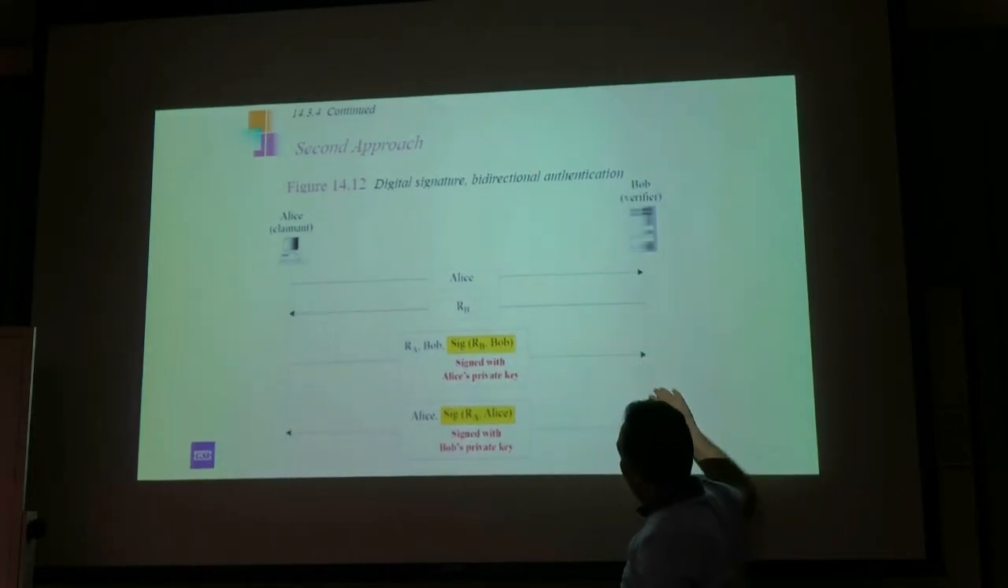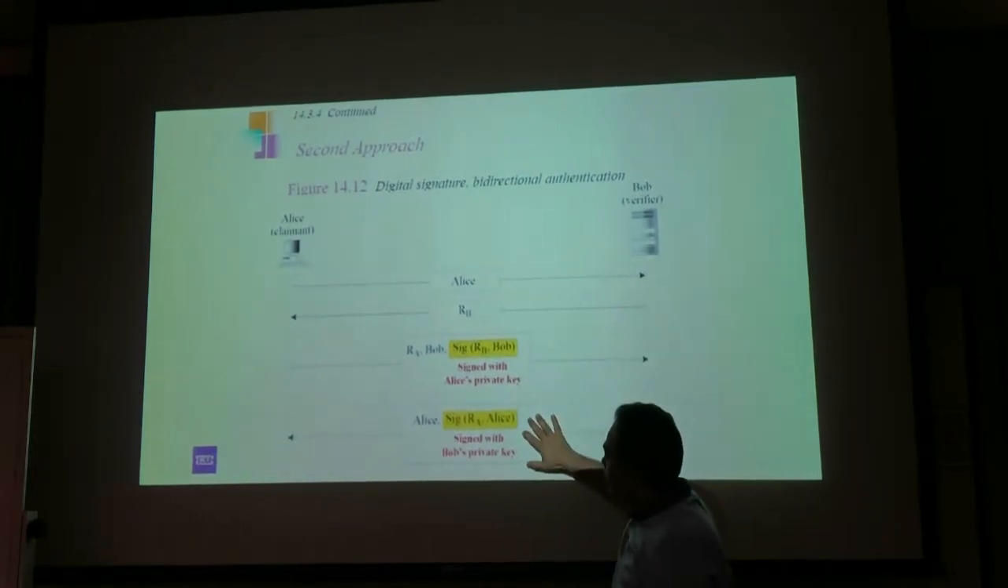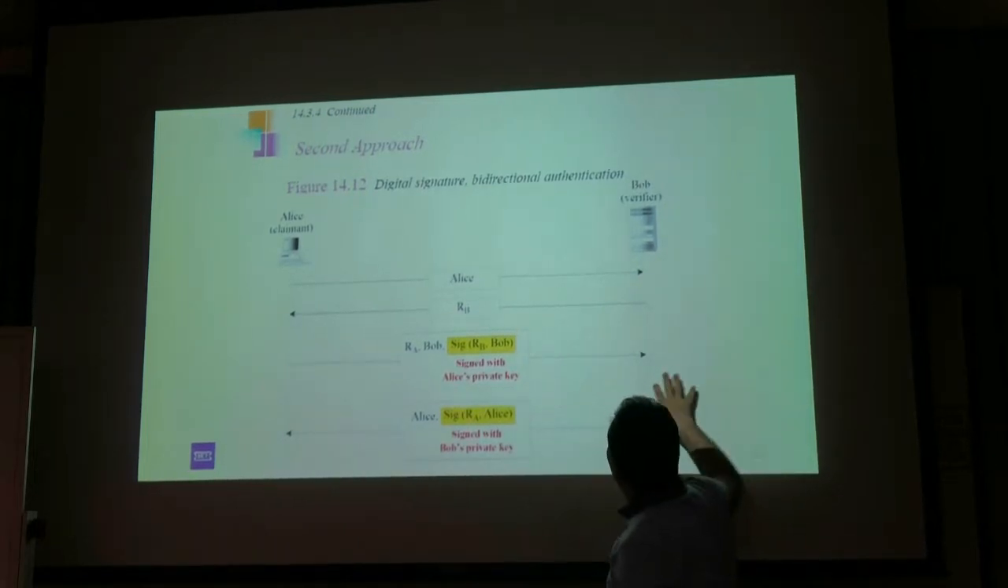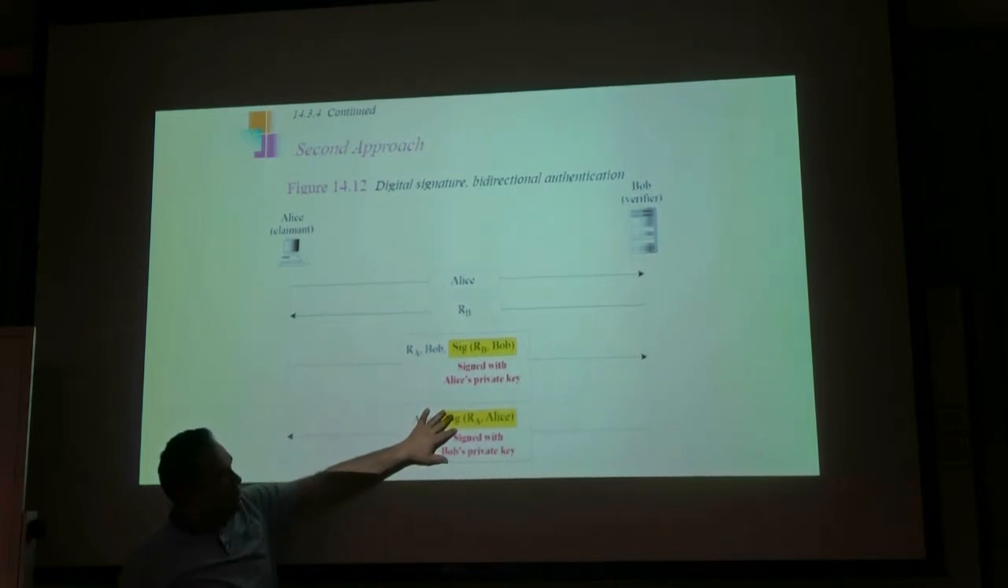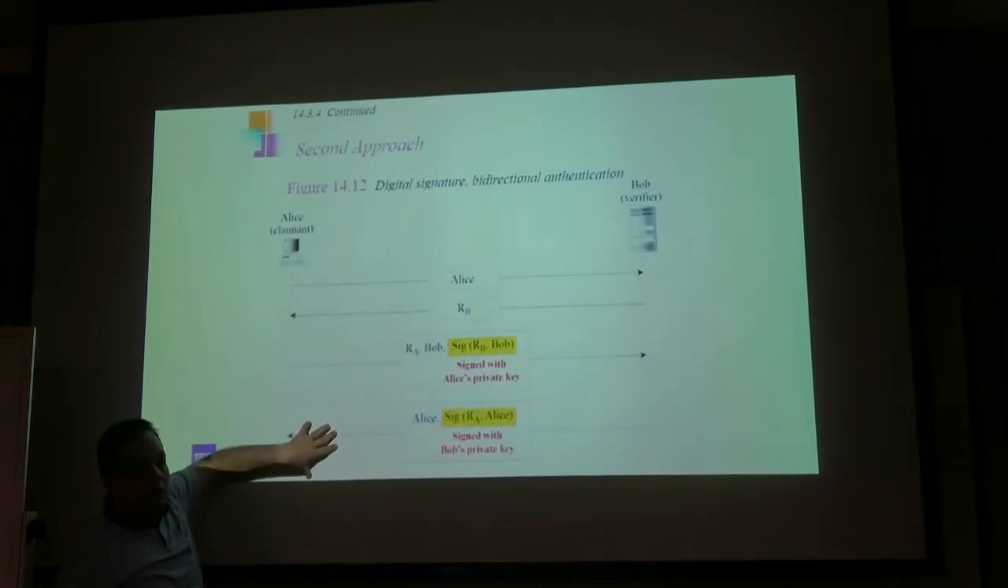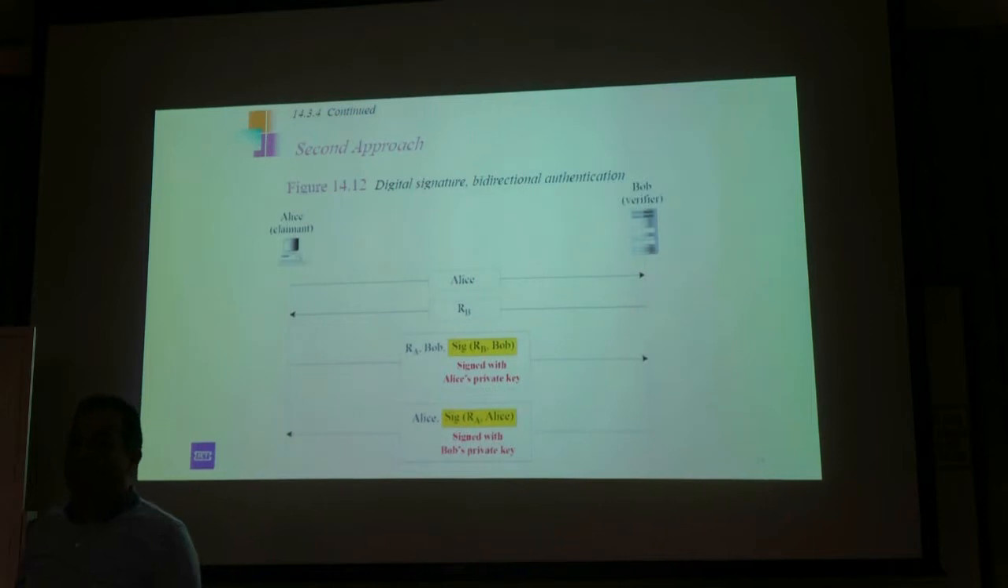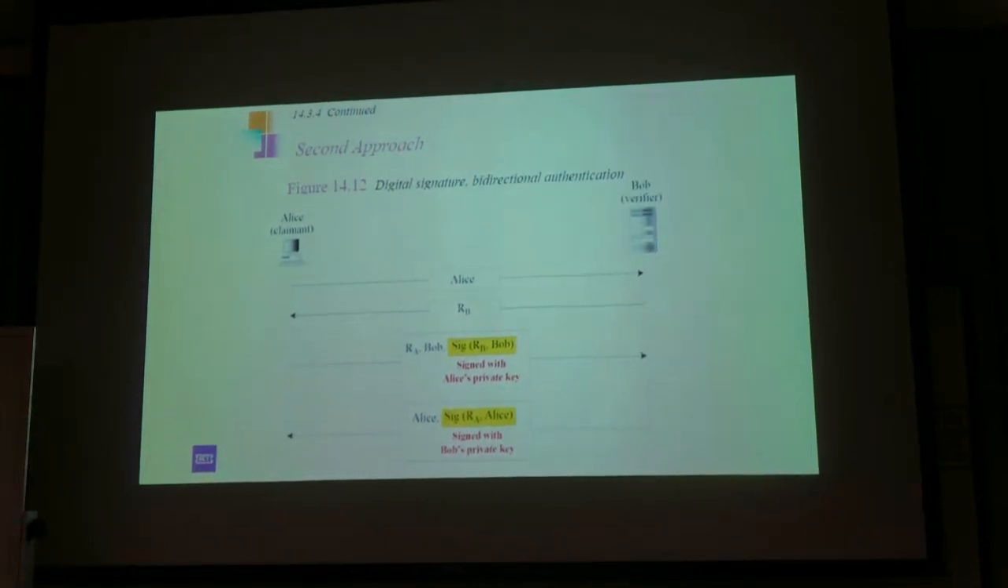Then after that, Bob will send another package, signed by Bob's private key. It's going to go to Alice. Alice will be able to read it with Bob's public key. Right? Make sense?